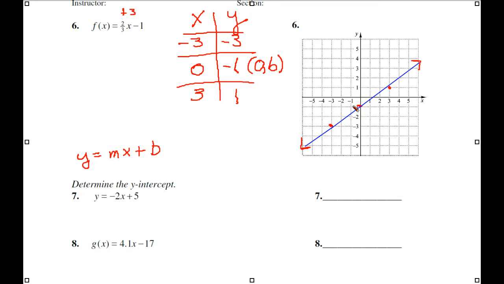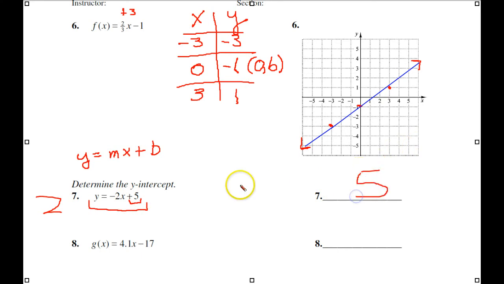Okay, let's go over to the next one here. And what we're doing is we are going to determine, by looking at this equation, which is in slope-intercept form, that's equation 2, what is my y-intercept here? Well, our y-intercept we said was b, and this is what's in the b position. So our y-intercept here is 5.